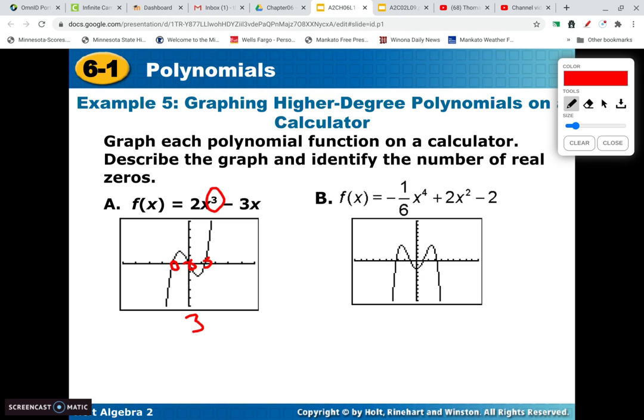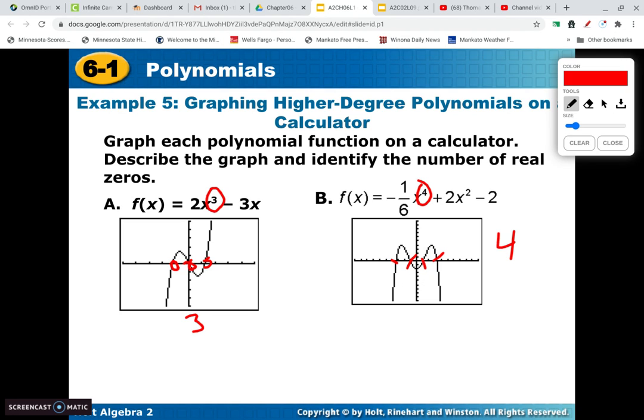All right. So B, what describes this graph? Well, it looks like an M, doesn't it? It's a quartic. And if we take a look here, it starts up, it goes up, and ends down. So both ends go downward. And the number of real zeros that we have again are one, two, three, four. Looks like we have four real zeros, which again shouldn't be any coincidence, as that's the degree.